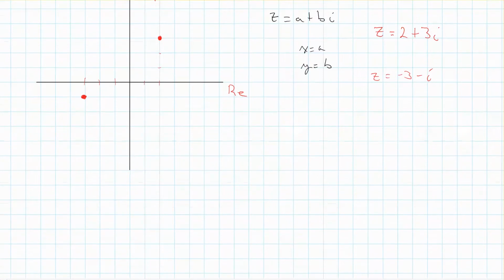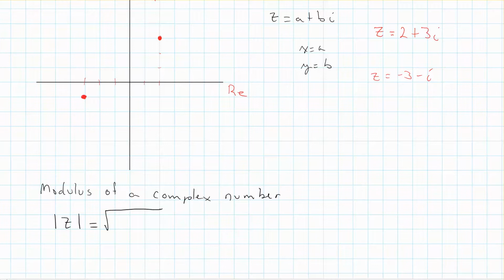Now, the next thing I want to talk about, though, is what's called the modulus of a complex number. Now, the symbol looks like the absolute value symbol. So we have the modulus of z. It looks like absolute value, but it's actually called the modulus. This is equal to the square root of a squared plus b squared. Notice there's no i in there, just a squared plus b squared.